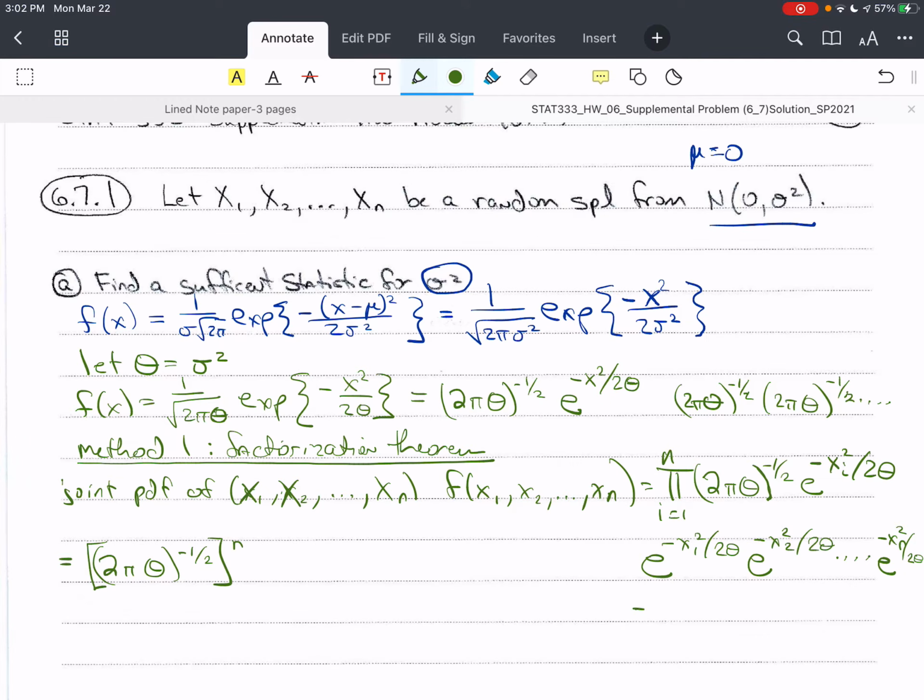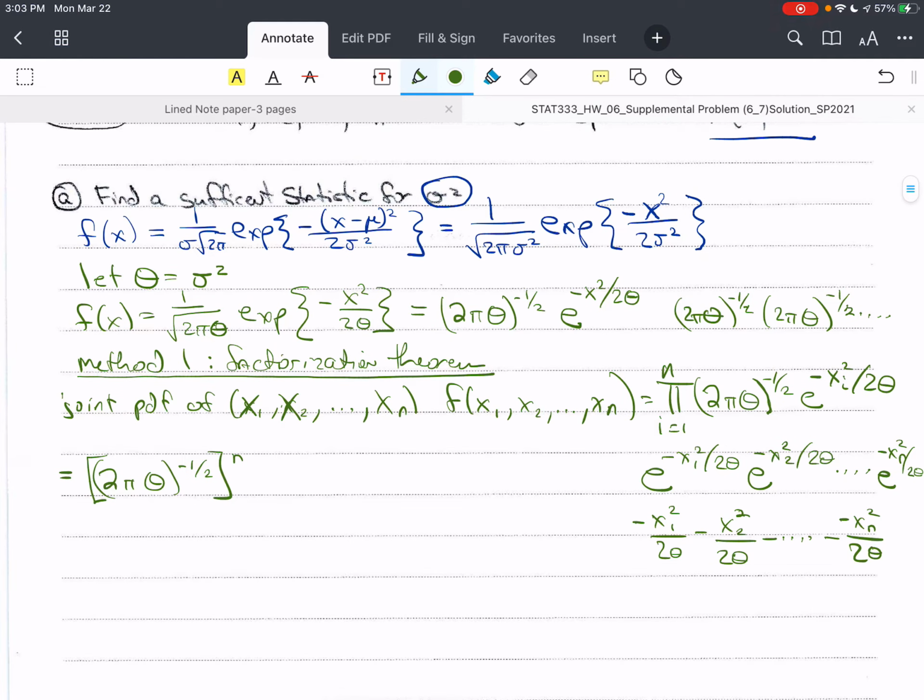And so we add the exponents: negative x1 squared over 2 theta, minus x2 squared over 2 theta, minus ... negative xn squared over 2 theta. And so we're going to have negative sum of xi squared over 2 theta, common denominator. So we're going to have e to the negative sum of xi squared over 2 theta. And that is our joint PDF.